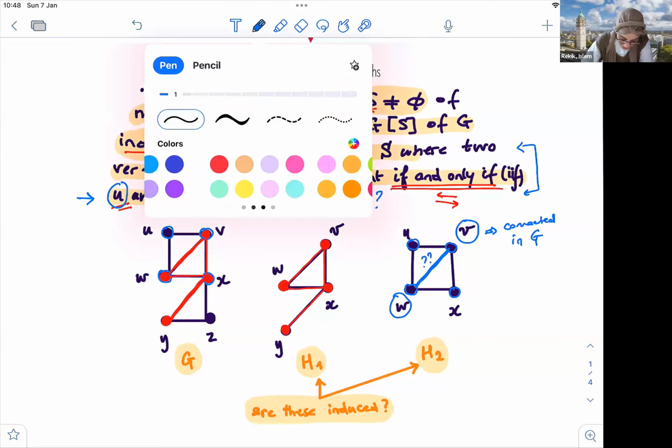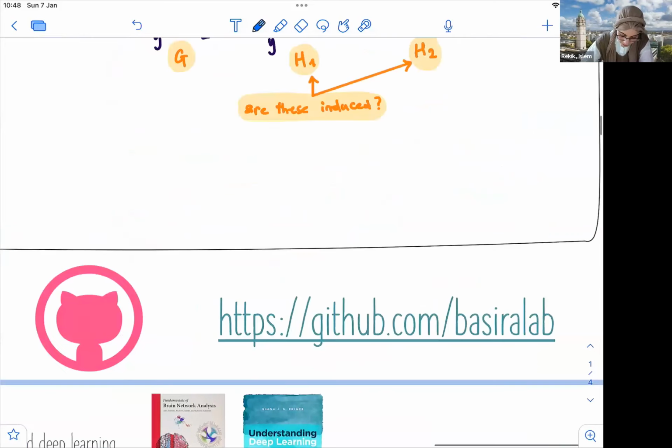All right, so let's keep moving. Now we're going to move to the next definition.